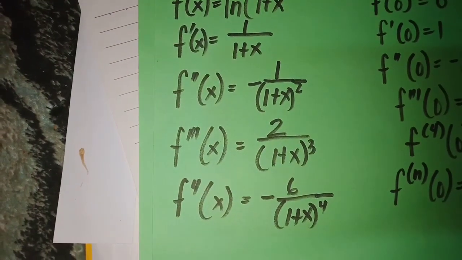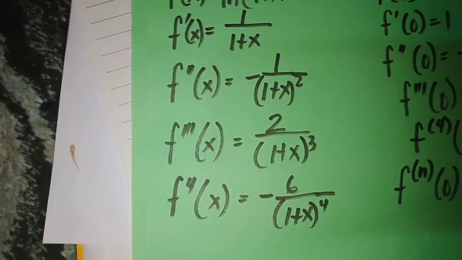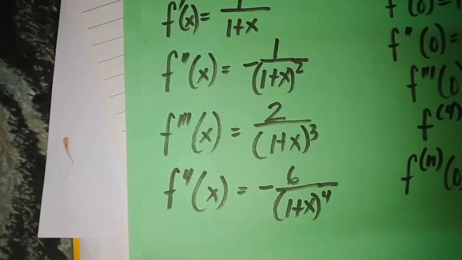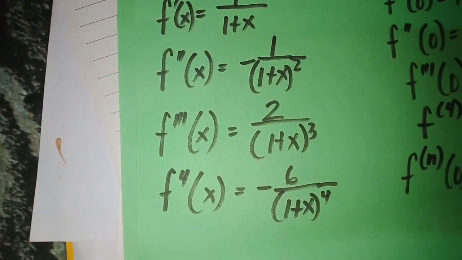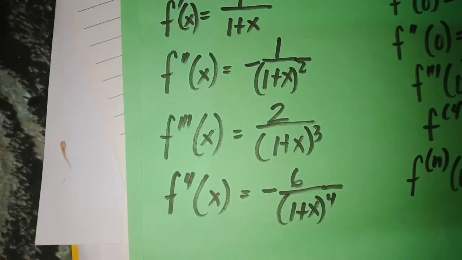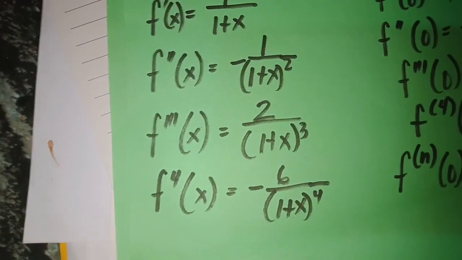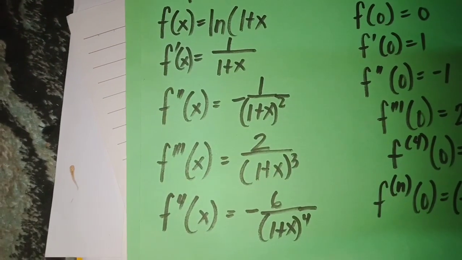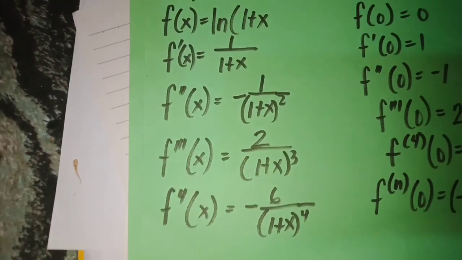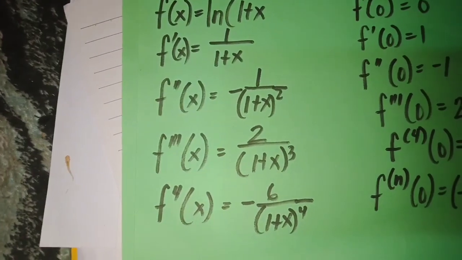Analyzing the derivatives, we can identify the following pattern for n greater than 0: f raised to n of x equals negative 1 raised to n minus 1 times (n minus 1) factorial over (1 plus x) raised to n. Each consecutive derivative changes sign in relation to the previous derivative, hence the factor negative 1 raised to n minus 1. The numerators form a sequence of (n minus 1) factorial. The denominators are just powers of 1 plus x.